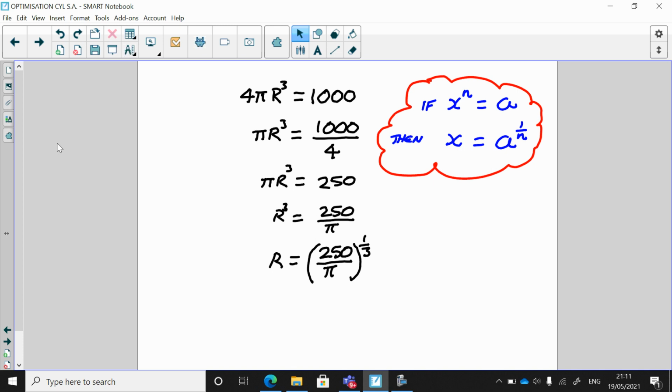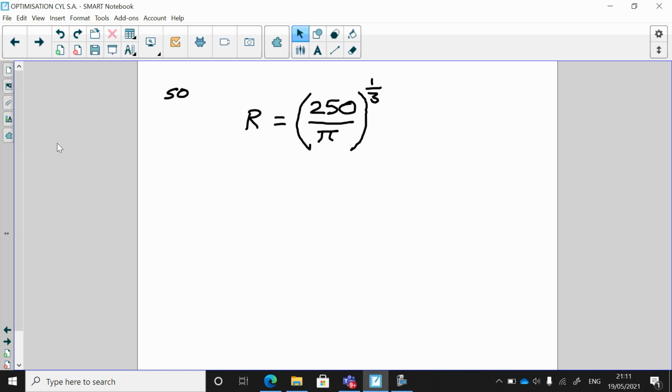Whatever. It'll give you a number between 4 and 5. And we're going for approximately that, because I think it comes out 4.30 something or other. Yeah, so I've rounded it. This is sufficient for our purposes. If you don't want to go for the approximation, go for the value at the top, the 250 over pi to the power of a third, and let the calculator do all the work. Okay.